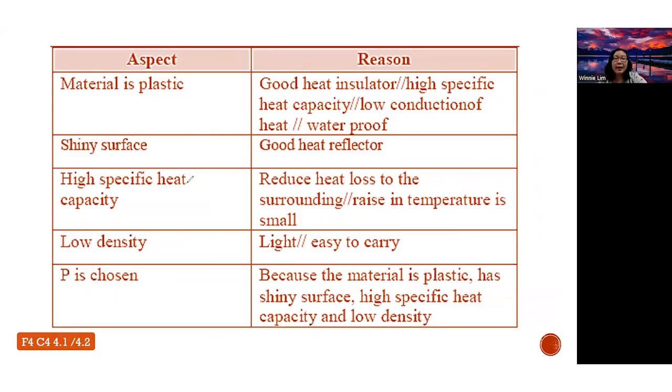And like I mentioned, you mention high, instead of writing the number out, okay, it's not acceptable or it's considered wrong. Okay, the purpose is to reduce heat loss to the surrounding or raise in temperature is small. Then low density is lighter, easy to carry or low mass lah. Then lastly, you say your choice. You choose P because the material is plastic, have shiny surface, high specific capacity, and low density. So this is how you all gain the 10 marks.